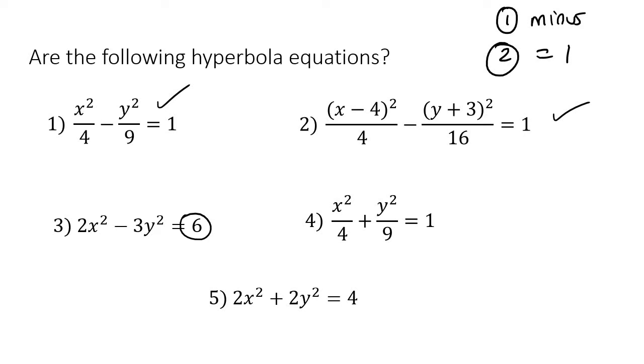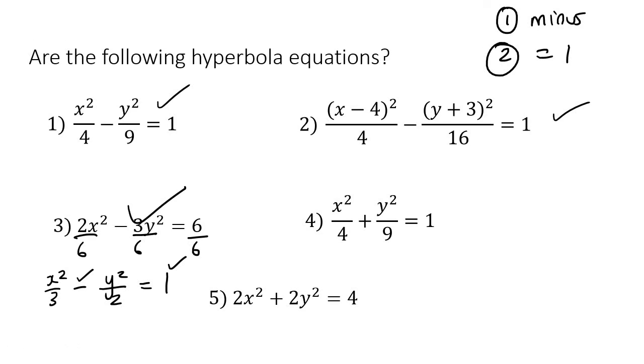Here we do not have an equal to 1, so what we need to do is divide by 6 first. And so 2 divided by 6 is 1 over 3. So you could write that as x squared over 3. Here we have 3 over 6, which is the same as y squared over 2, because it's 1 over 2, equals to 1. So here we have a negative and it's equal to 1. This is a hyperbola.